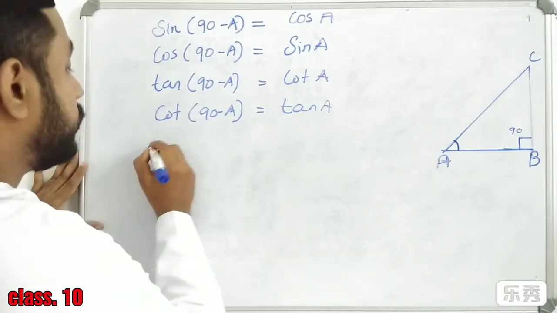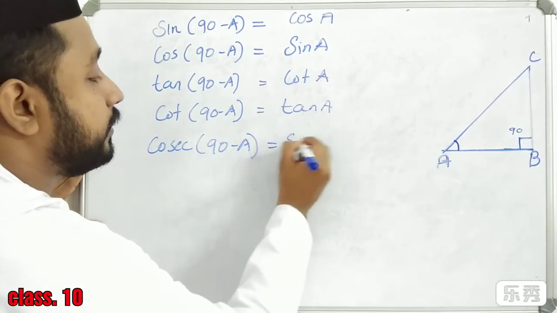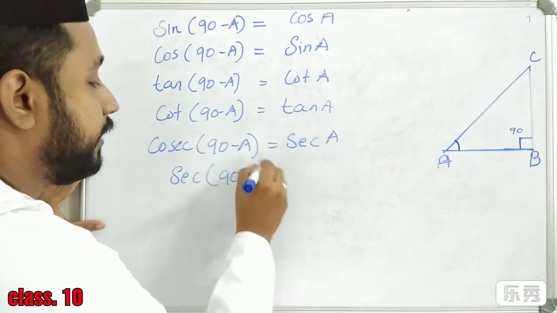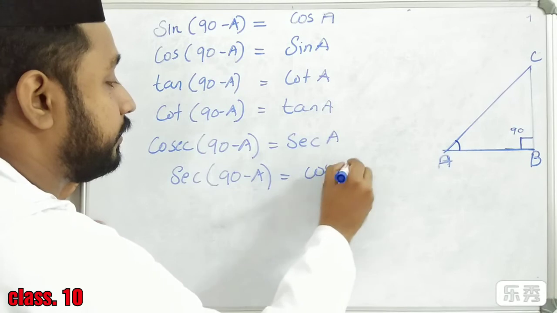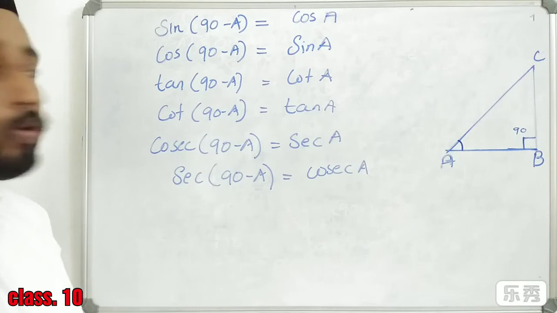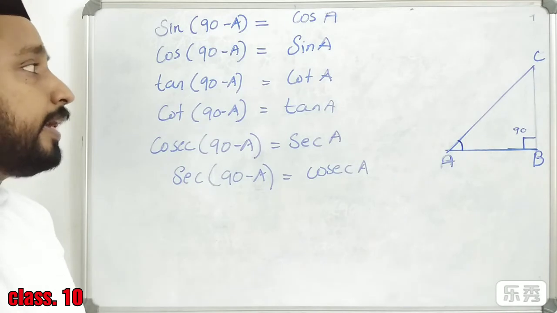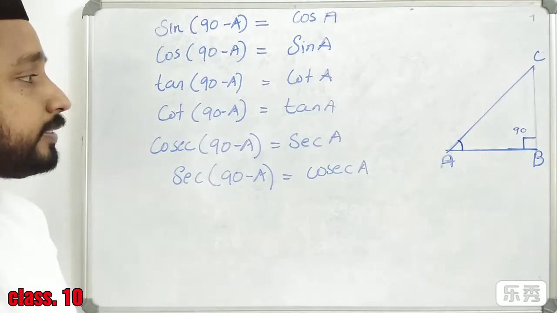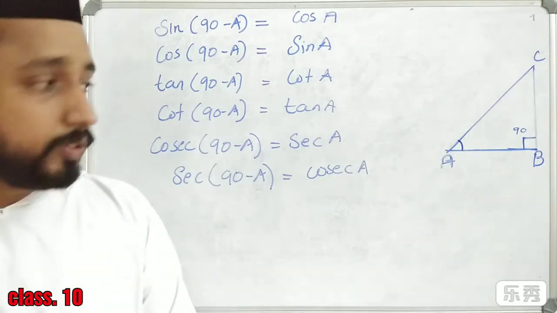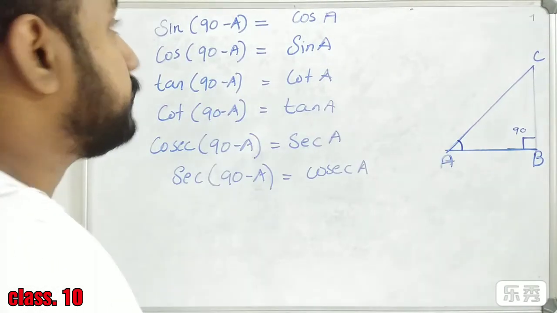Then cosec 90 minus A is equal to sec A, and sec 90 minus A is equal to cosec A. These are the 6 formulas related with the trigonometric ratios of complementary angles. So sin 90 minus A is cos A, cos 90 minus A is sin A, tan 90 minus A is cot A, cot 90 minus A is tan A, cosec 90 minus A is sec A, and sec 90 minus A is equal to cosec A. So let us discuss the problems related with these formulas.